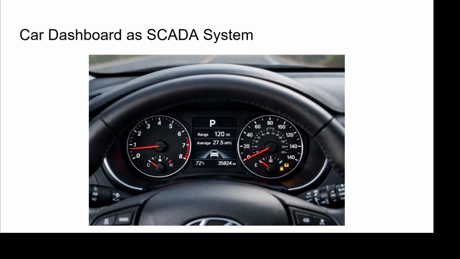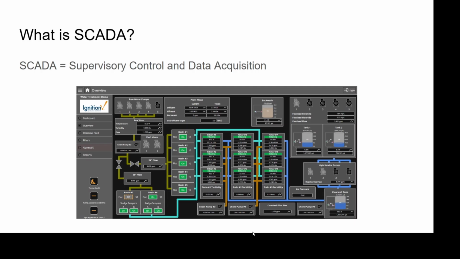We also have things like blinkers and windshield wiper controls on the steering column. And then again, we would have our gas and brake pedal down below that are also inputs to the system to tell the engine control module what you're trying to do with the car. So that would be effectively the same thing as a SCADA system. Instead of running a manufacturing process, we're running a car.